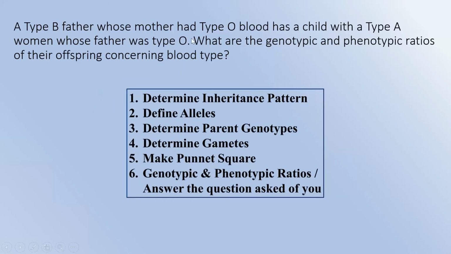So, with that in mind, we're going to look at this blood typing problem and attempt to determine the inheritance pattern, define the alleles, parent genotypes, gametes, Punnetts, genotypic and phenotypic ratios, the usual. But I want you to take a close look at this question and think about what type of inheritance it could fall under. There's a little bit of a trick here, so stay tuned.